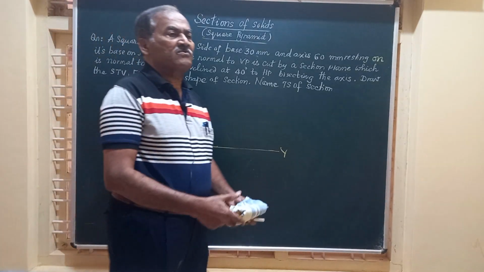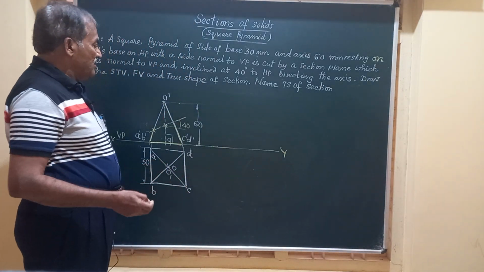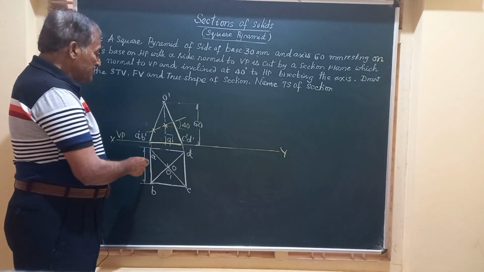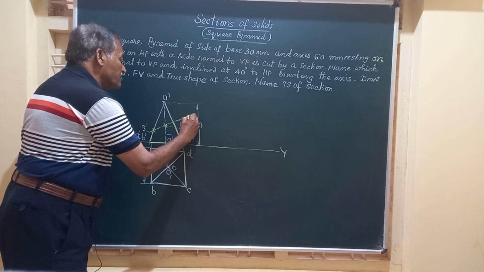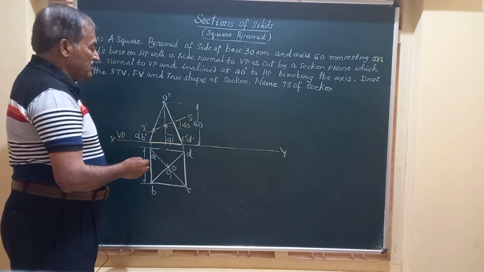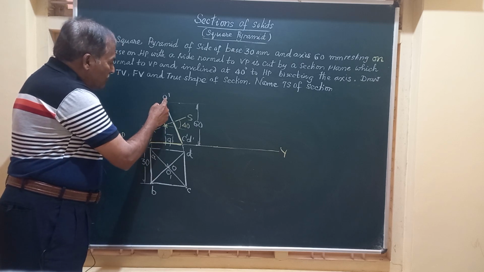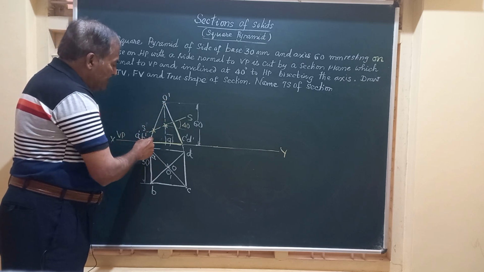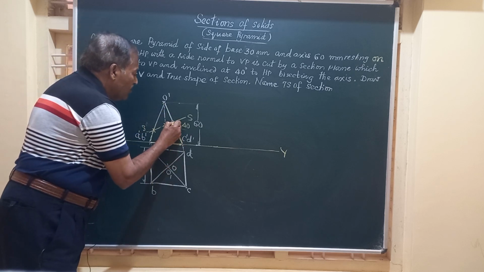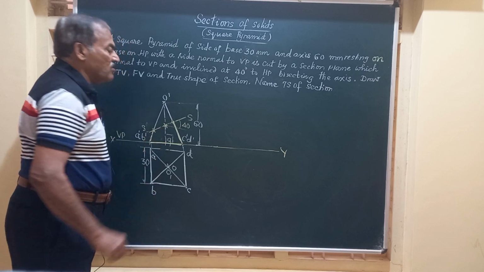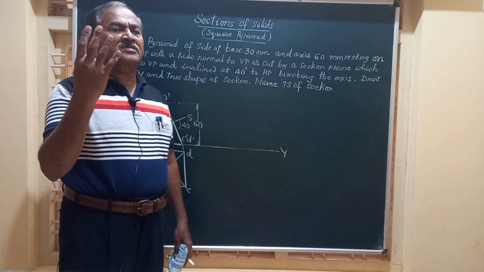So what is the meaning of these points where the section plane is cutting? Friends, if you observe, you will see the section plane named SS, which is cutting O dash A dash, O dash B dash, O dash C dash, O dash D dash. That is, it is cutting all the four slant edges of the solid.